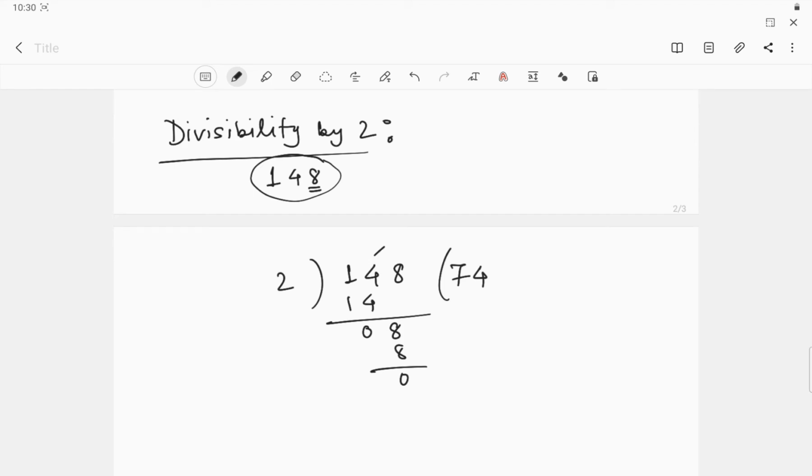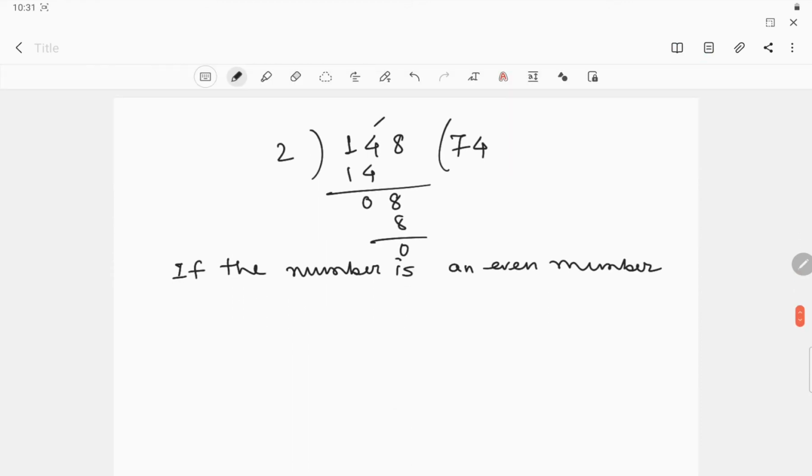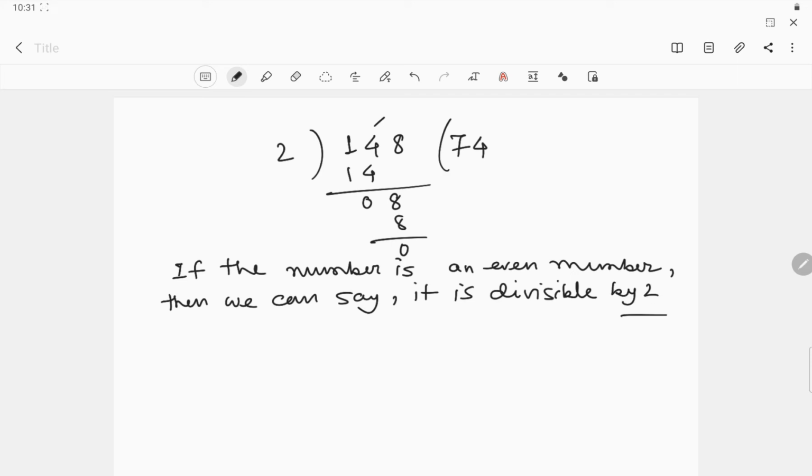So when you say it is divisible by 2, if the number is an even number, right? Shortly, if the number is an even number, then we can say it is divisible by 2.